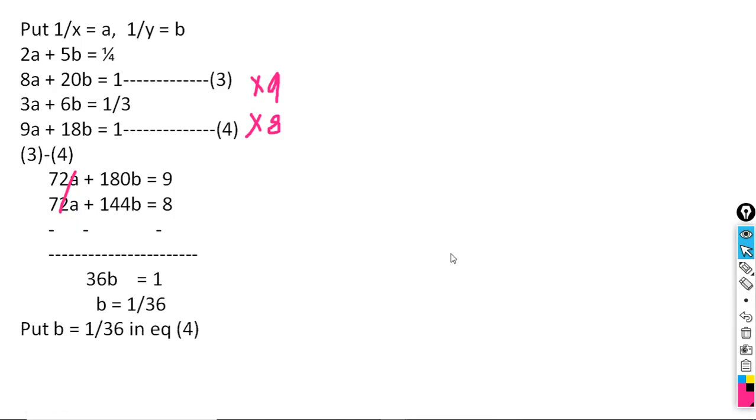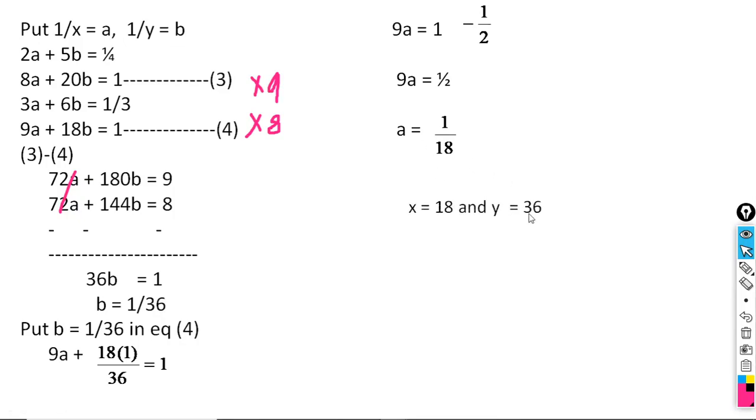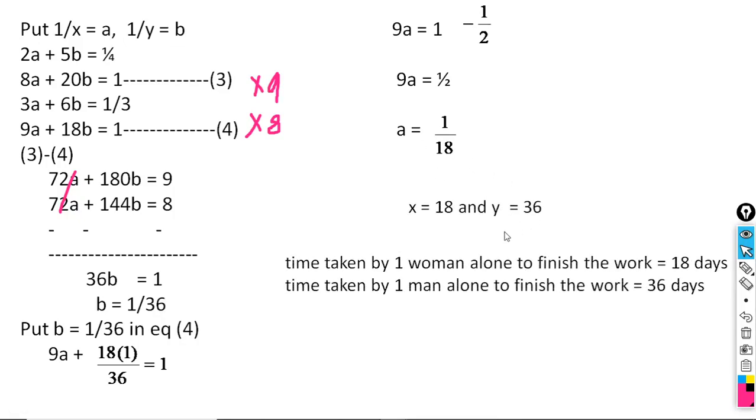We substitute this in equation number 4. 9a plus 18 by 36 is equals to 1. So next step, we get 9a is equals to 1 minus 1 by 2. So 9a is equals to 1 by 2, a is equals to 1 by 18. So the value for x is reciprocal of a. So value for x is equals to 18 and y is equals to 36. It means the time taken by one woman to finish a work is 18 days and one man to finish the work is 36 days.